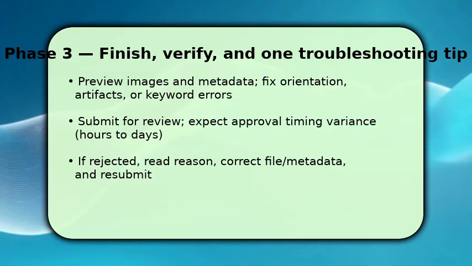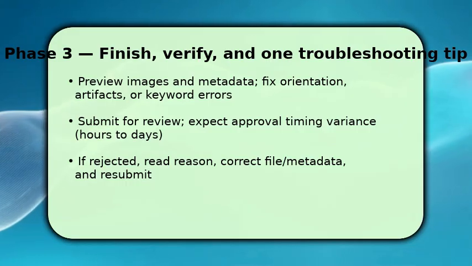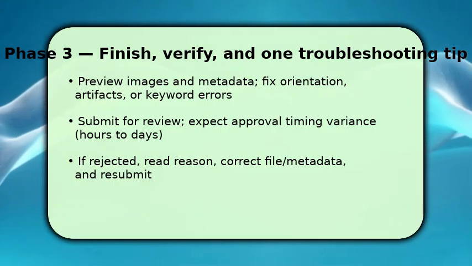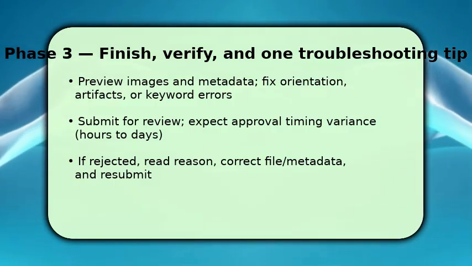If an image is rejected, read the reviewer reason carefully, because it tells you whether to retouch, remove people, or adjust metadata, then fix the issue and resubmit. For persistent problems, contact contributor support with the image ID and rejection notes.